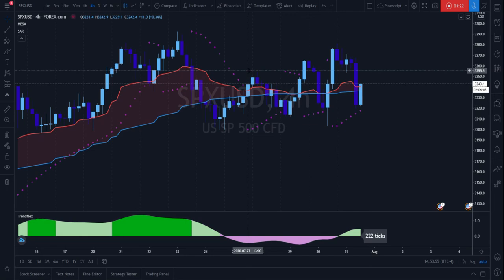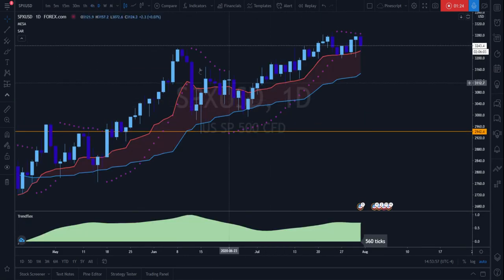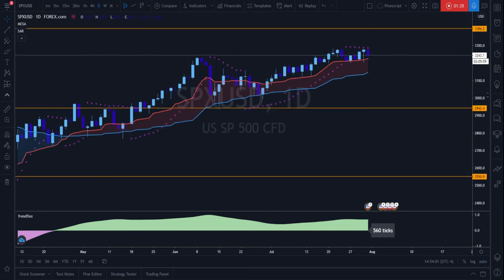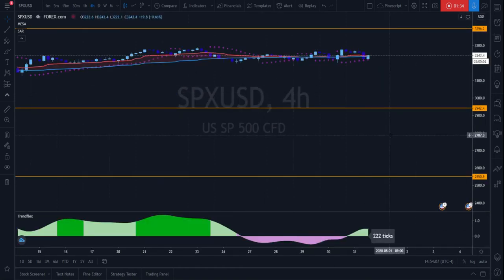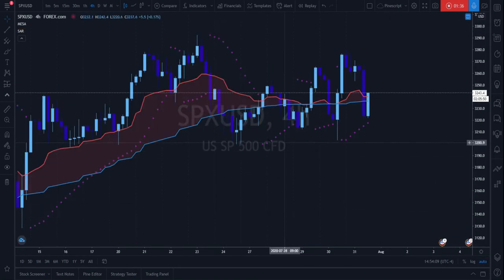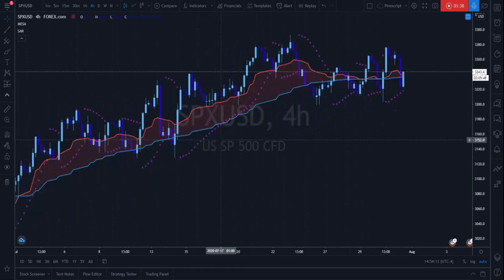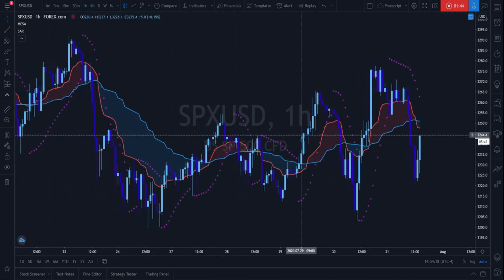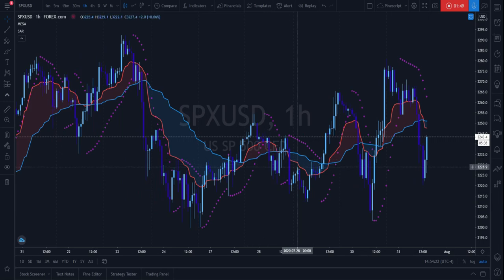So here are the facts. On the weekly and the daily, price is trending upwards. It is biased to go to this level, 33.90. On the 4-hour, price is mean reverting. It is oscillating around this average. And on the 1-hour, we can see price is still oscillating around this average.